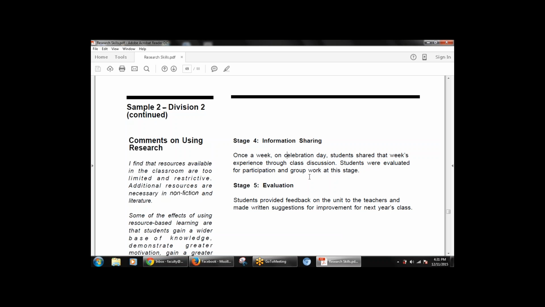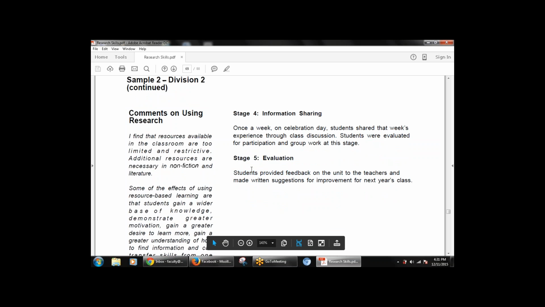The next stage, number 5, is the evaluation. The students provided feedback on the unit to the teachers and made written suggestions for improvement for the next year's class. That means they evaluate the students and provide suggestions on what they are doing in the evaluation criteria, and they make suggestions for improvement to the next year's class. That is stage number 5.